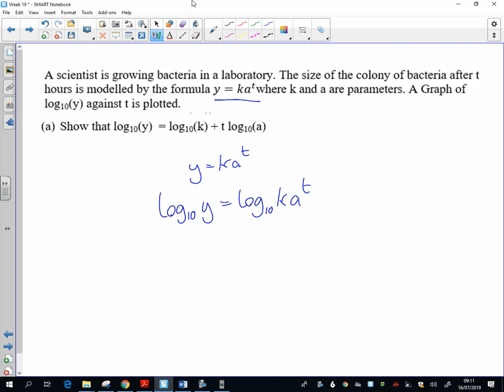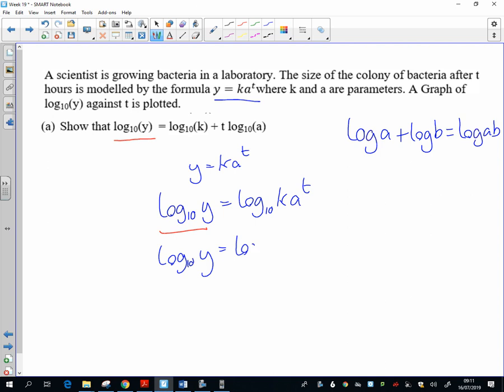So the left-hand side is already exactly what they wanted. The right-hand side just needs a couple of stages of rearranging. The first is using the law of logs that says if you've got log A plus log B, as long as they're to the same base, that can be written as log to the base of A multiplied by B. So we're going to use that in reverse here and say that if we've got log of k times A to the power of t, I can split that up like that, okay?